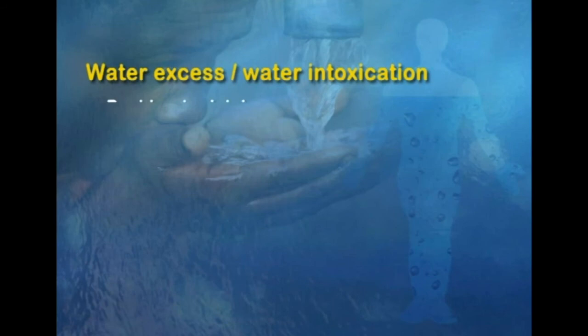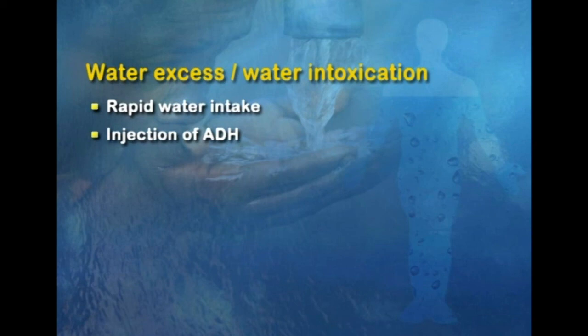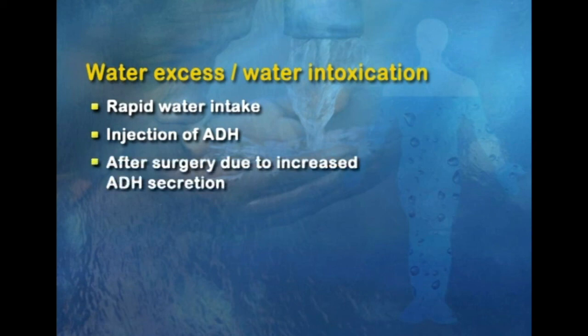The next component is water excess or water intoxication. This occurs when the physiological balancing mechanism fails. Water is retained, causing toxic symptoms, and this is called water intoxication. It can occur due to rapid water intake when a person is extremely thirsty, or it can be because of injection of antidiuretic hormone, or it can be after surgery due to increased antidiuretic hormone secretion, or it can be even due to heart failure.